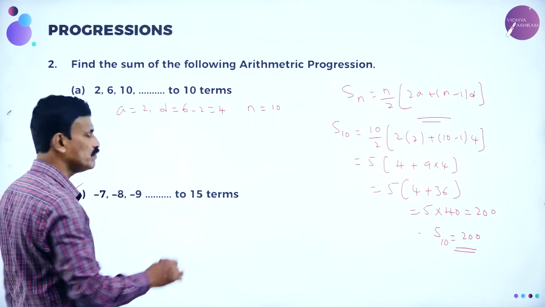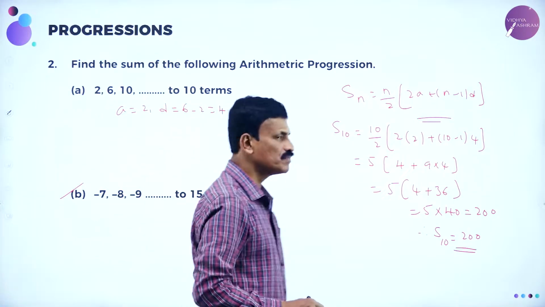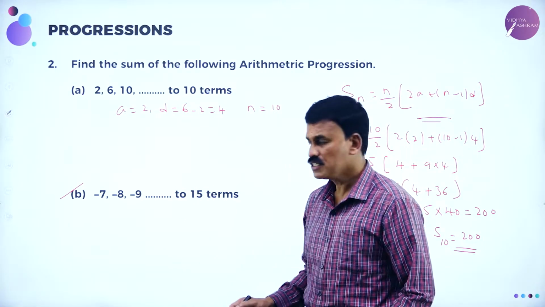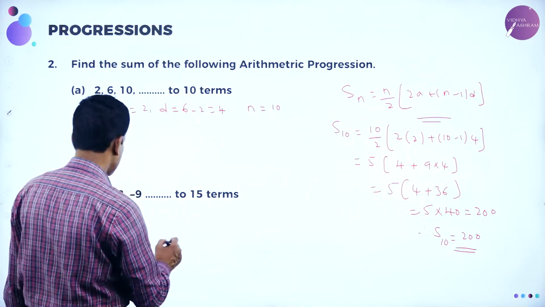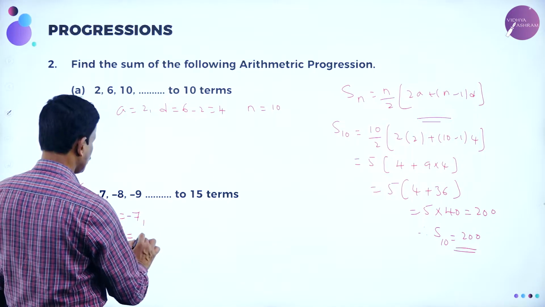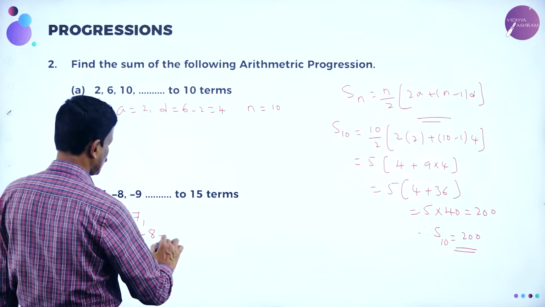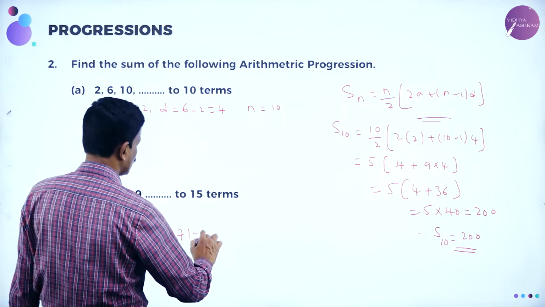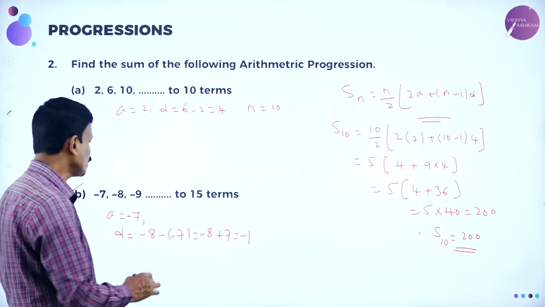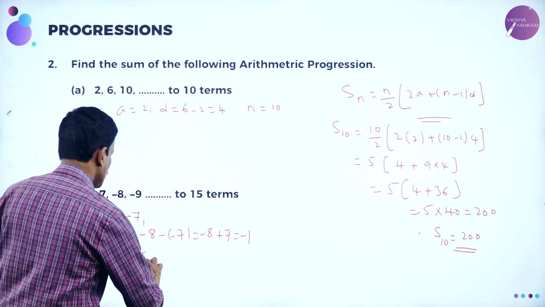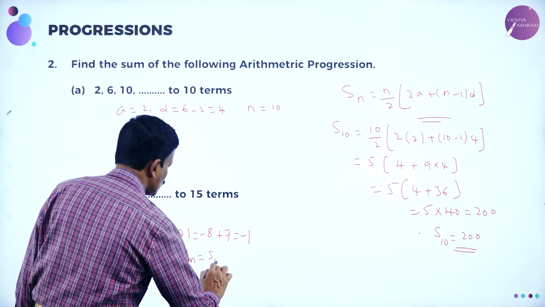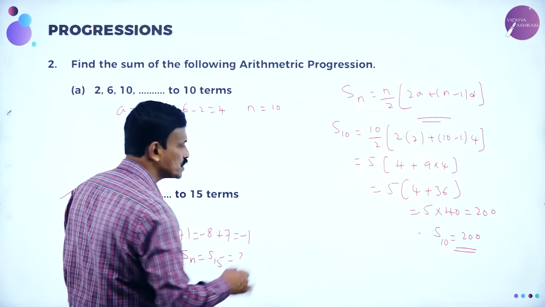Now let us take another example. Find the sum to 15 terms of the AP: −7, −8, −9. Here, what is the first term? The first term is a = −7 and the common difference d = −8 − (−7) = −8 + 7, which is −1. The common difference is −1. And what is n? n = 15. What is to be found is S15.